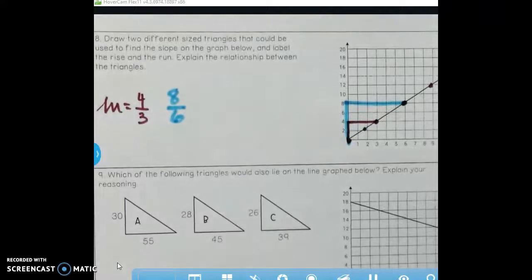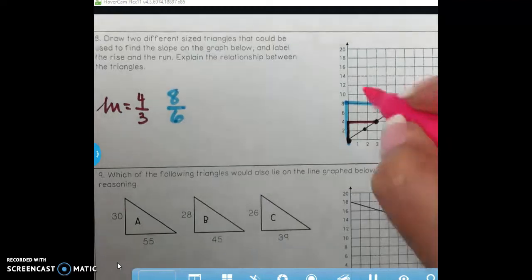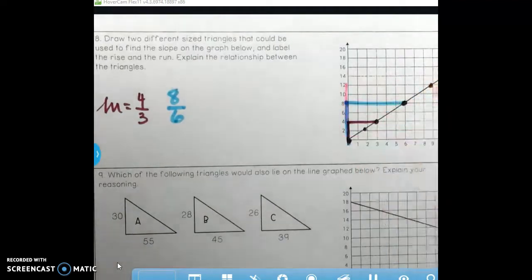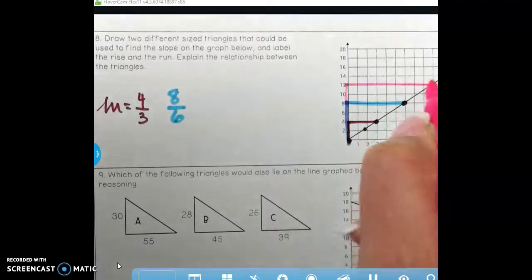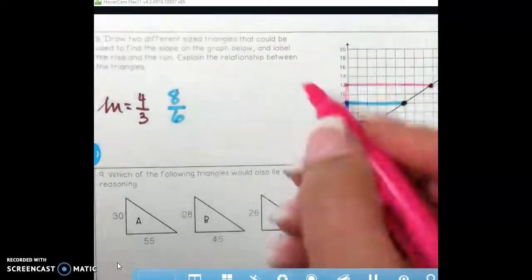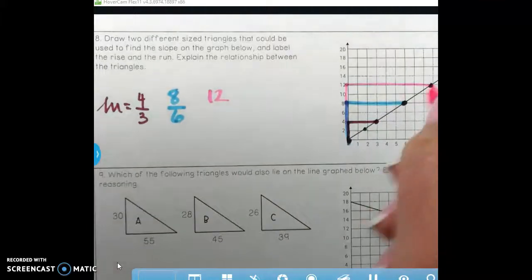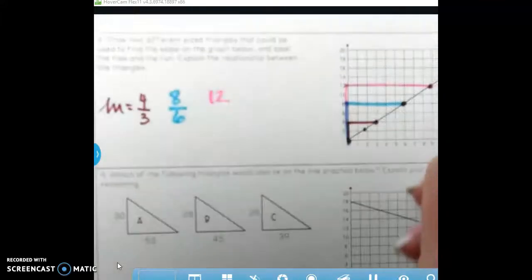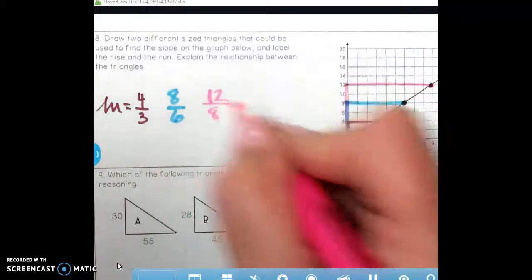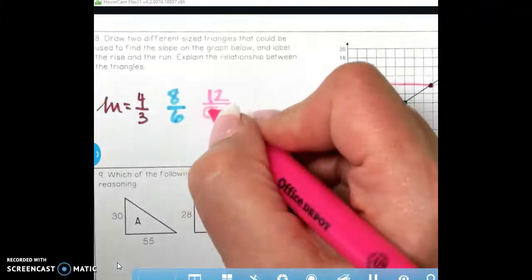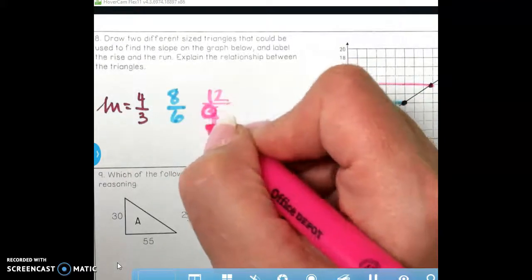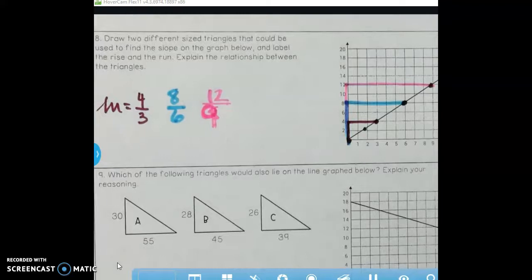Let's see if I can do this one more time. I'm using this little point. As you can see, my pattern is there. So I have risen 12 units and my run was 9. I don't know why I'm writing 8. 9. All right, so from here, do they all reduce to 4 over 3?